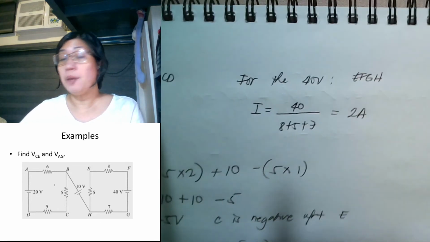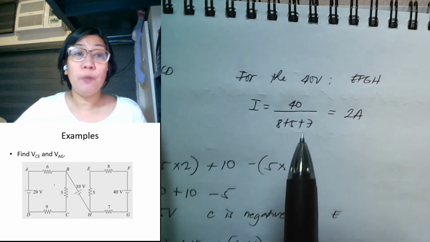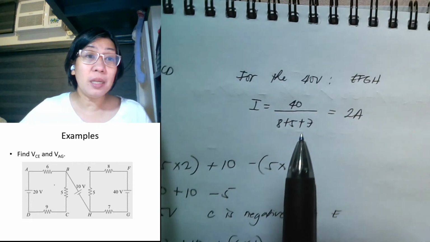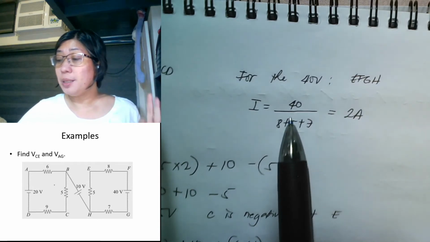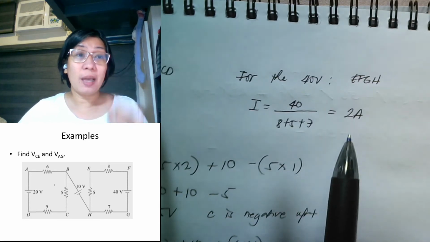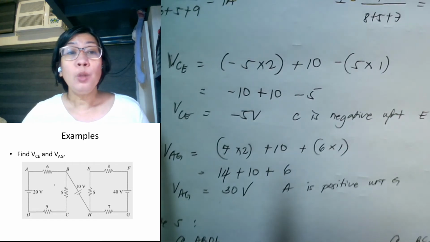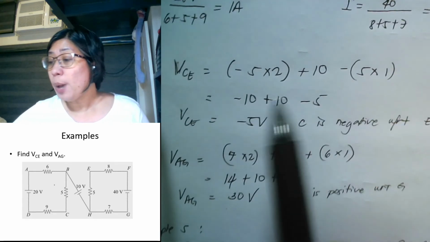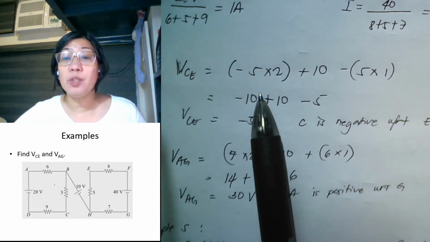Okay? So for the 40 volts, we have two separate circuits there. It is 40 divided by the 3 resistors connected across the 40 volts voltage. So that is 8, that is 7, and that is 5. So that will give us 2 amperes. Okay? Now, to solve for VCE, you have negative 5 times 2.